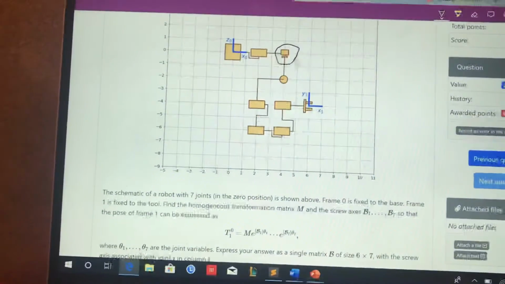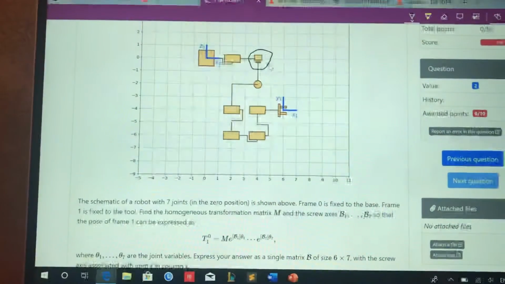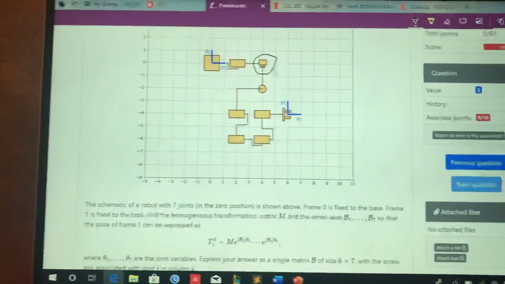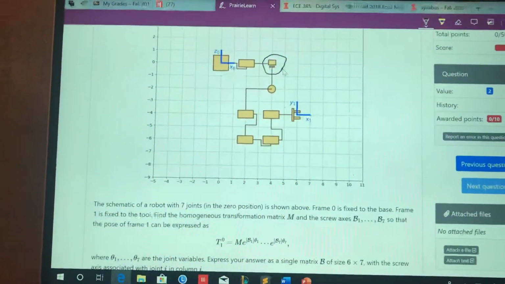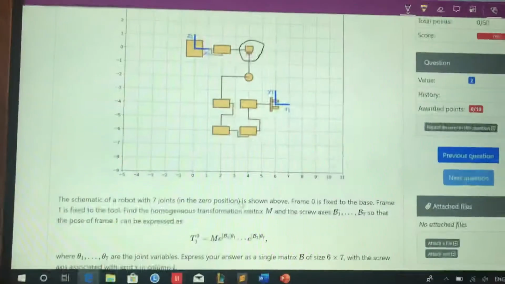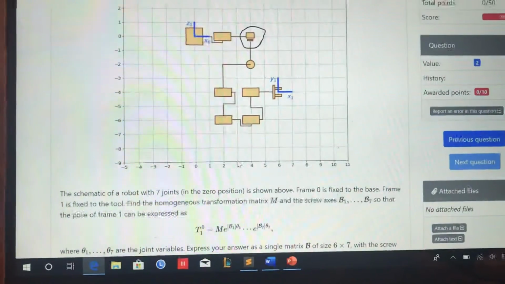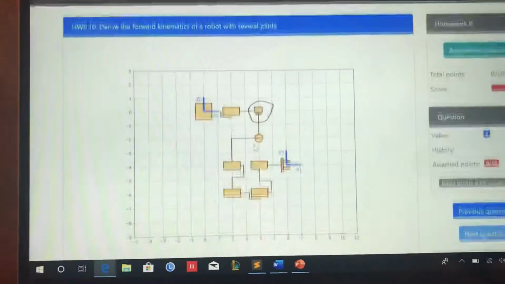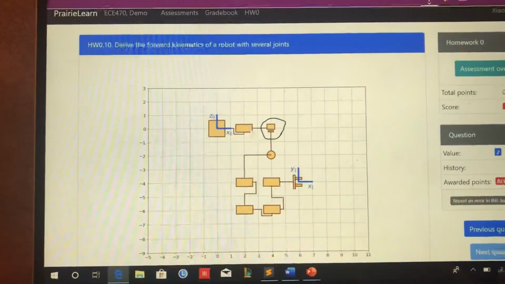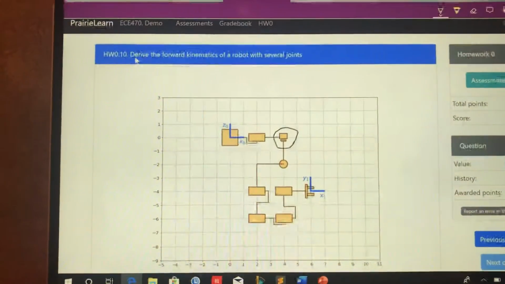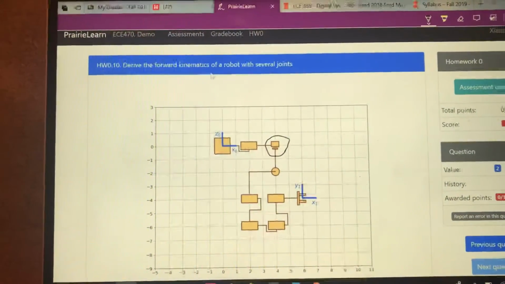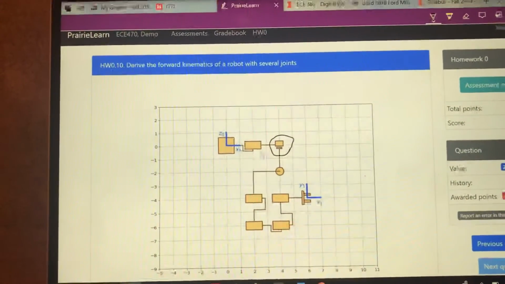And it's fairly straightforward to solve this kind of problem. Right now I'm going to show you an example of how to solve a forward kinematics problem. This is a very typical problem: derive the forward kinematics of a robot with several joints.